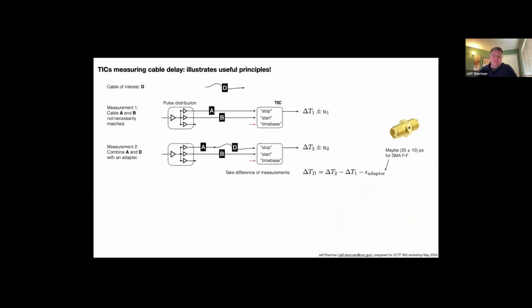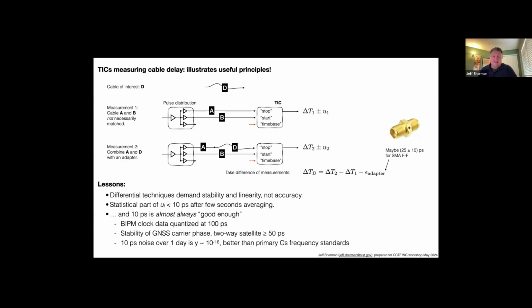This also illustrates a useful principle. So suppose there's some system that you want to measure the delay through, either a cable or something more complicated. What you do is you build a system measuring with a time interval counter that doesn't involve cable or system D at all. And cables A and B in this example don't even have to be matched. You then insert the system under test and effectively compute a differential where a lot of the systematic biases simply drop out. And the bias that you add in the form of this adapter to shoehorn in cable D is negligible.